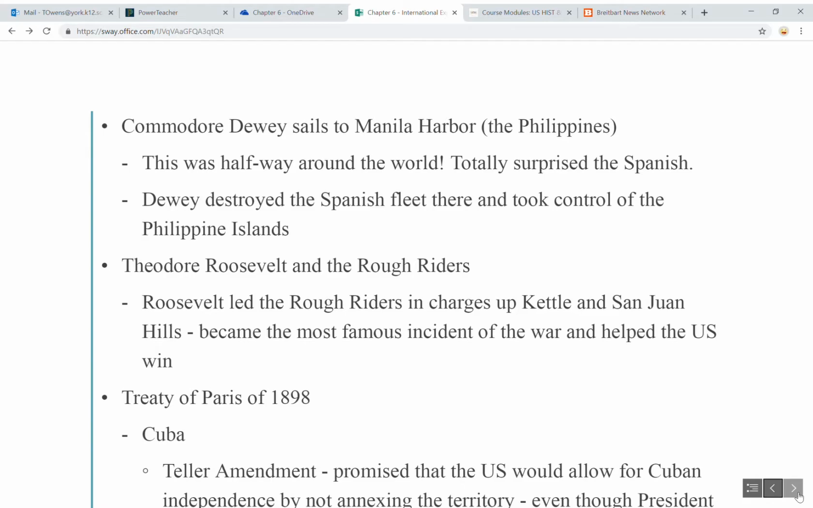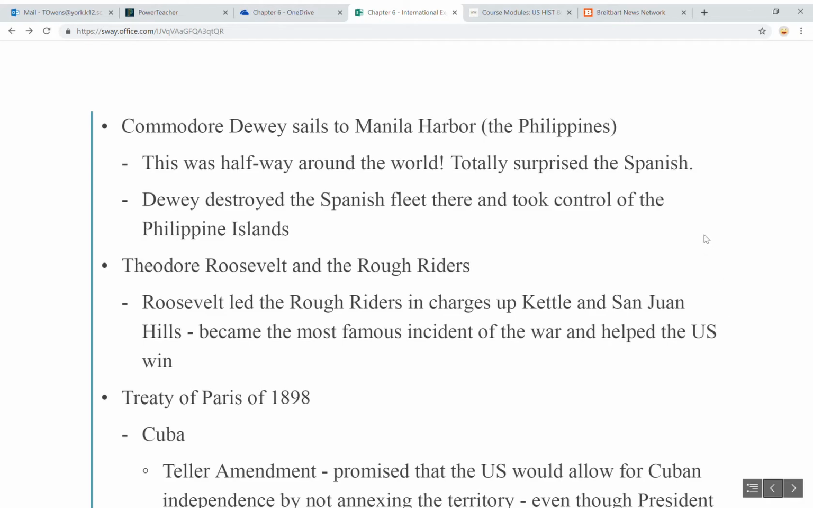One is Commodore Dewey is going to sail to Manila Harbor, and that's in the Philippines, all the way around the world. We're talking over there in Asia, Southeast Asia. And this is a surprise move. We have basically stated that our interest is Cuba, and yet we show up to fight the Spanish in the Philippines. And they are surprised, and we are going to destroy the Spanish fleet there.